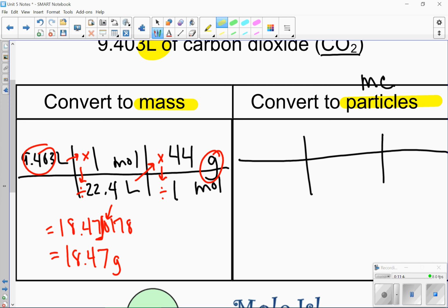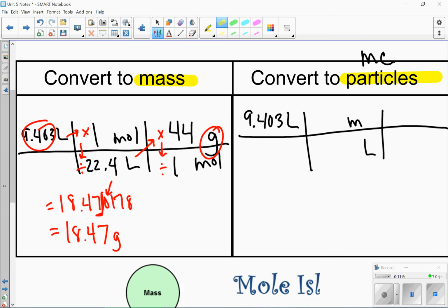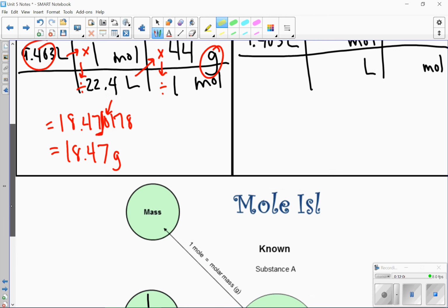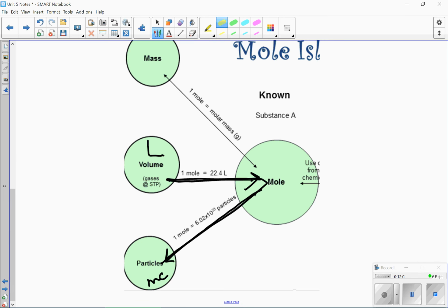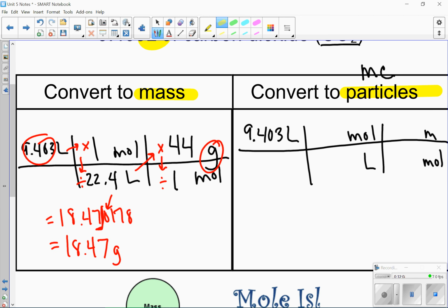All right, let's set them up. So start with the 9.403 liters. Liters up, liters down. From that liter island, the only place that I can go is to moles. That becomes my next unit. Moles up, moles down. The last thing that I want to do is, okay, I made it to Mole Island. I want to finish my journey. I want to end at molecules. That becomes the last unit that you put in.